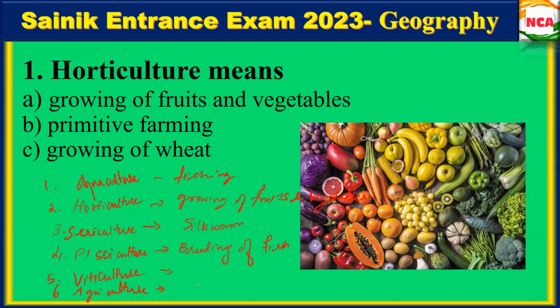So agriculture is growing of crops plus rearing livestock as well. Okay, combining both of these is called agriculture. Primitive farming is a type of farming. Viticulture is nothing but cultivation of grapes.